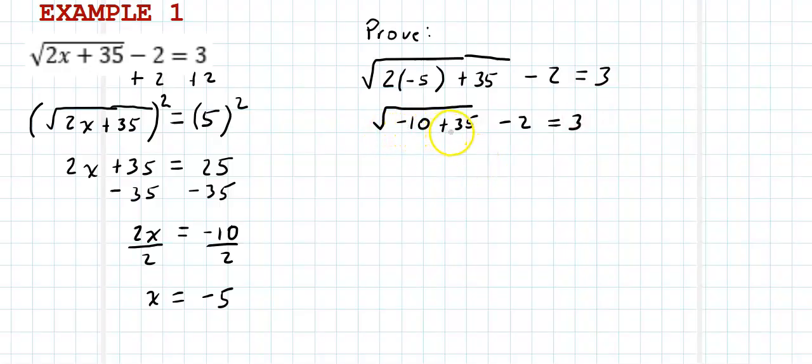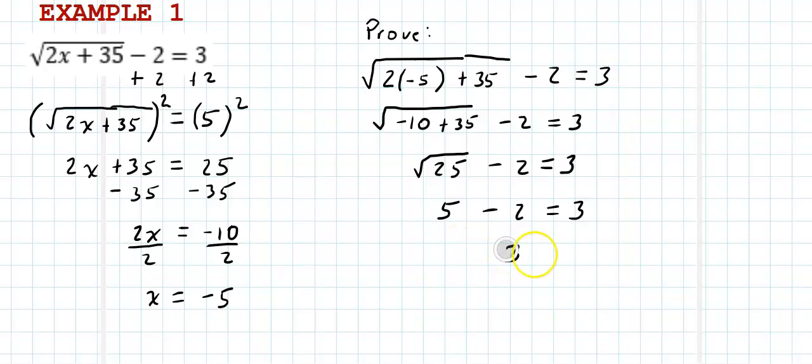Negative 10 plus 35 is 25. So the square root of 25 minus 2 equals 3. Now the square root of 25 is 5, minus 2 equals 3. 5 minus 2 is 3. So negative 5 is the correct solution for this equation.